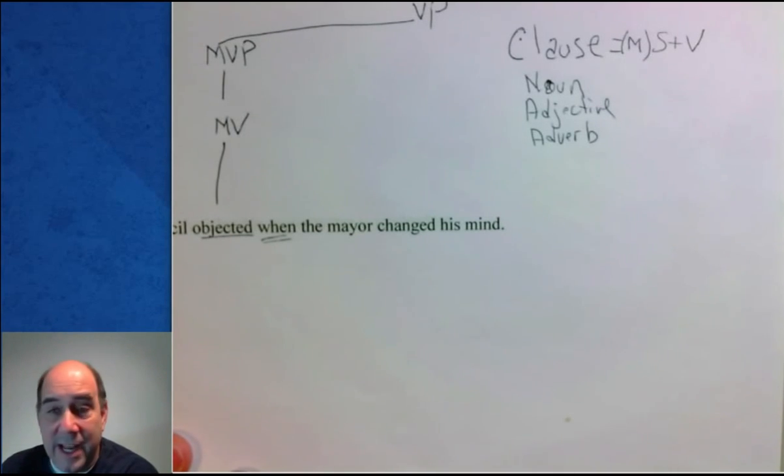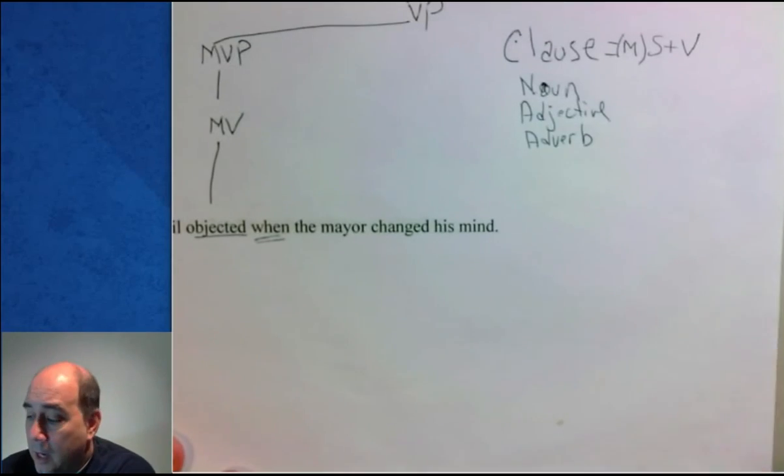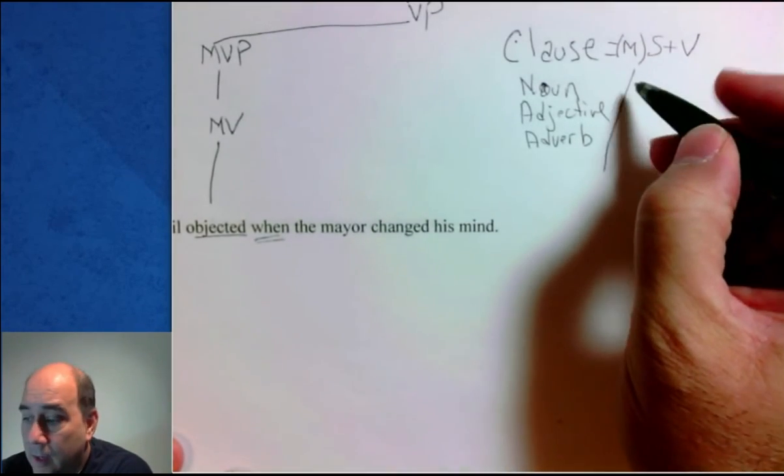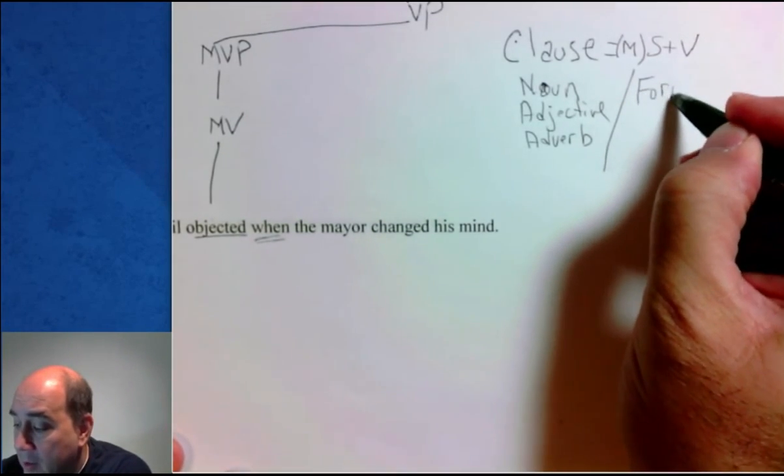Oftentimes when I'm breaking down sentences like this, I'll also talk about something called form and function. And so we've got the form of something. That's one thing.